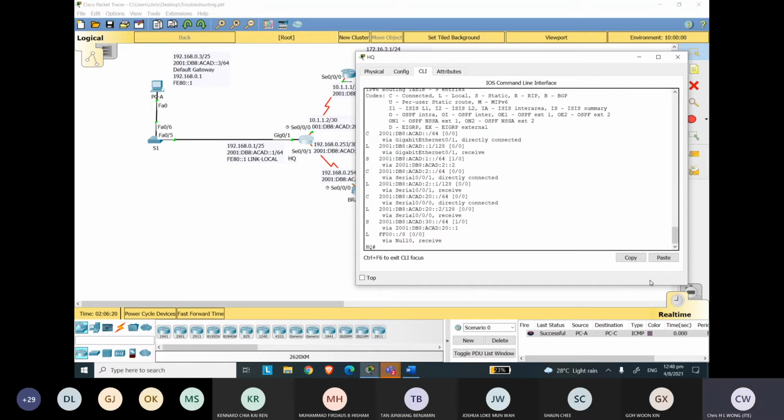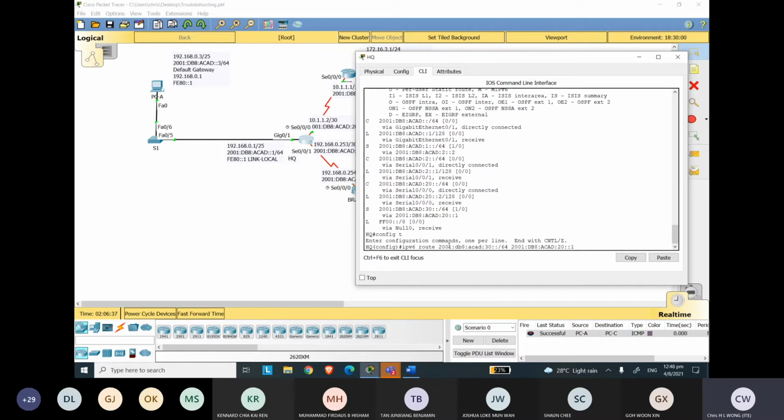Check. Always check. You should have this ready. Wait, what's the new IPv6 route I was supposed to put? You're supposed to put this config. You're supposed to put this one. Can you see? Okay, hold on. I'll just hold it there for a while.